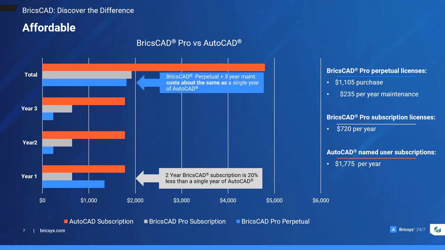In addition, if you choose perpetual, which is by far what the majority of BricsCAD customers are looking for, you get the licensing and 3 years of subscription or maintenance for about the same cost as a single year of AutoCAD subscription. So when you're looking at the functionality, the ease of use and the consistency in the user interface, the licensing options, and the affordability, the decision to consider and then make the move to BricsCAD becomes, as many of our clients say, a no-brainer.